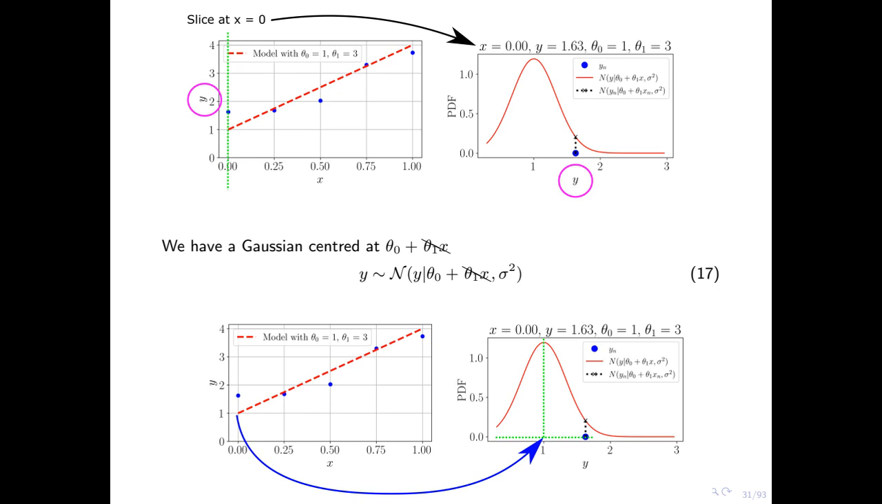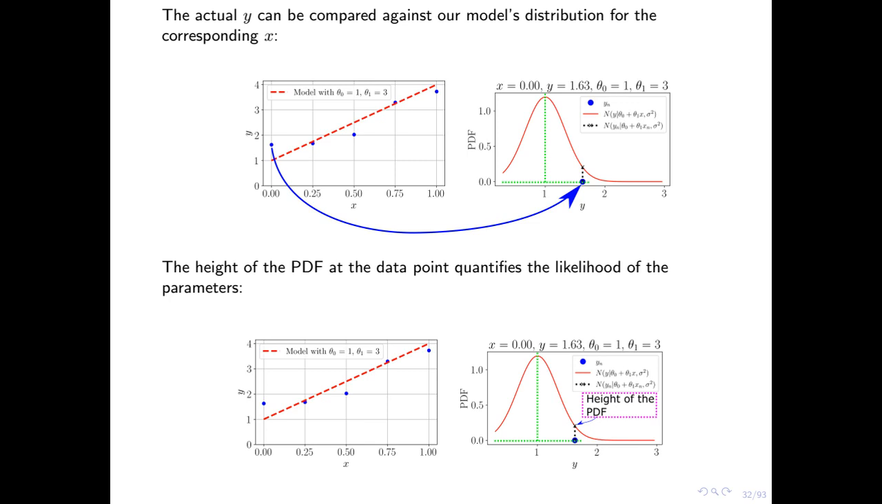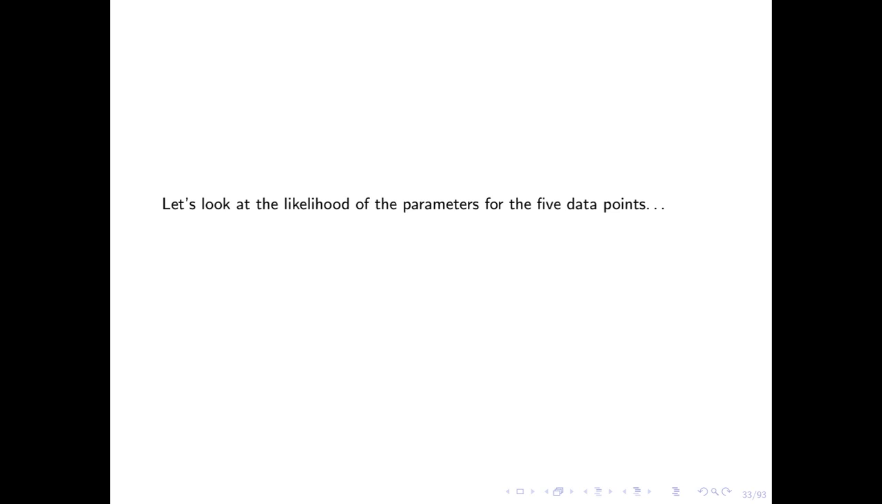So this is exactly the concept I'm explaining here. This model is centered at that y value of 1, because x is equal to 0, so this term vanishes. Theta 0 is equal to 1, so we center that PDF at 1. We have the data point there, and we calculate the height of that PDF at that data point. The height of the PDF quantifies the likelihood of the model with these parameters for this data point. So how likely is this model for this data point?